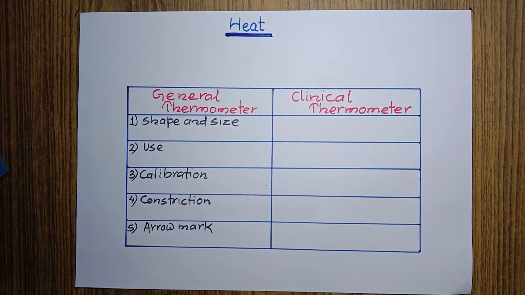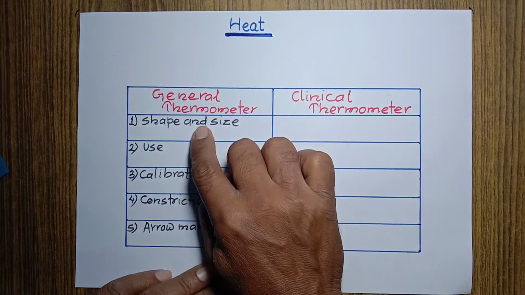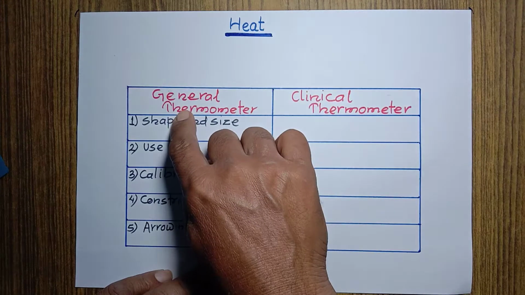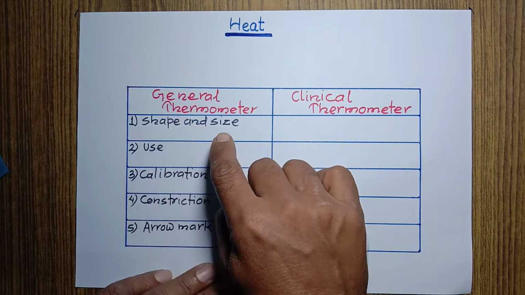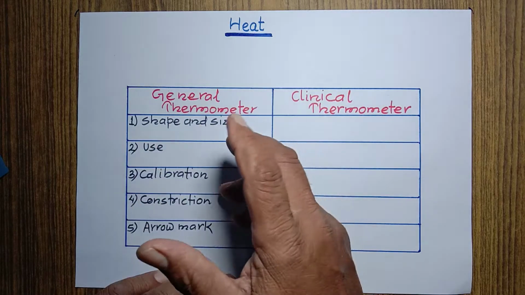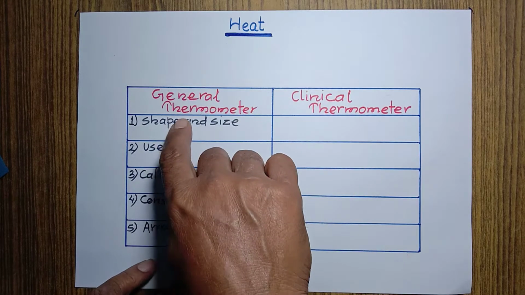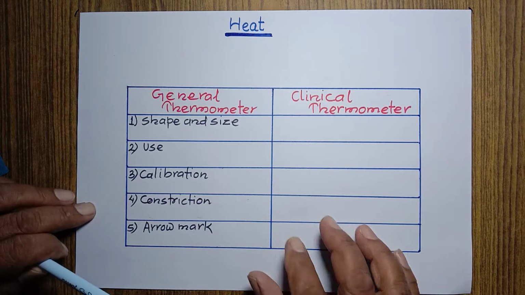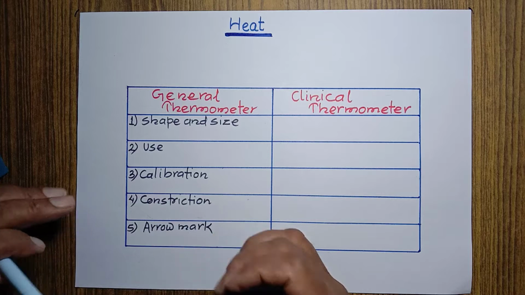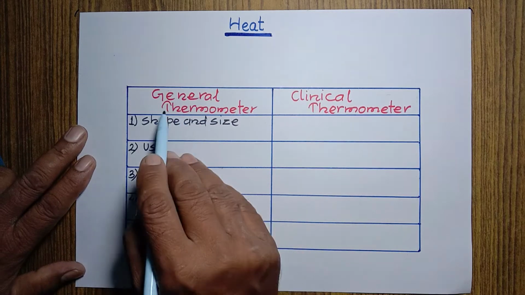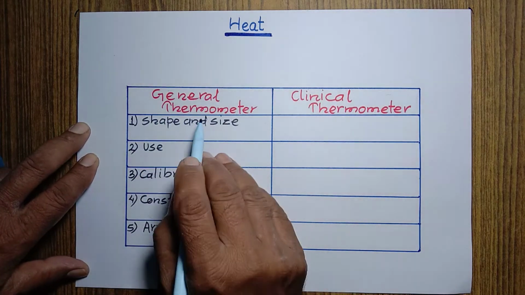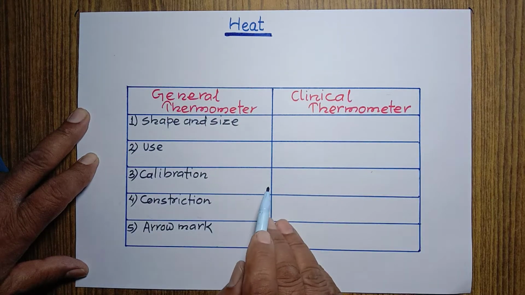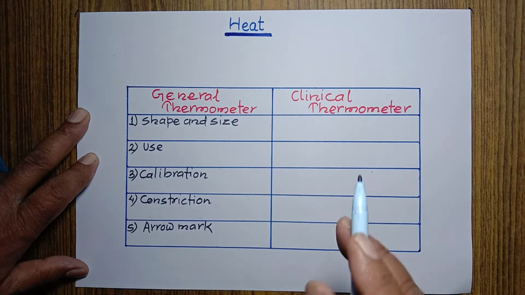Today we are focused on the differences between general thermometer and clinical thermometer. This general thermometer is sometimes called laboratory thermometer also, and that's why we are doing differences between laboratory thermometer and clinical thermometer. Actually, thermometer is divided into two types according to their construction and use, and they are general thermometer and clinical thermometer.